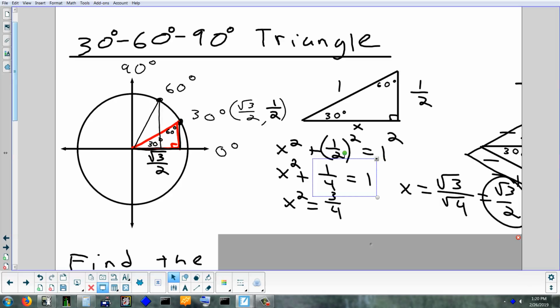The black one is just the red one standing up on the short side, because this angle down here would be 60, and this angle up here would be 30. So the angles just switch places, which means what else is going to switch places? The x and y. So for 60, it's 1/2, root 3 over 2.